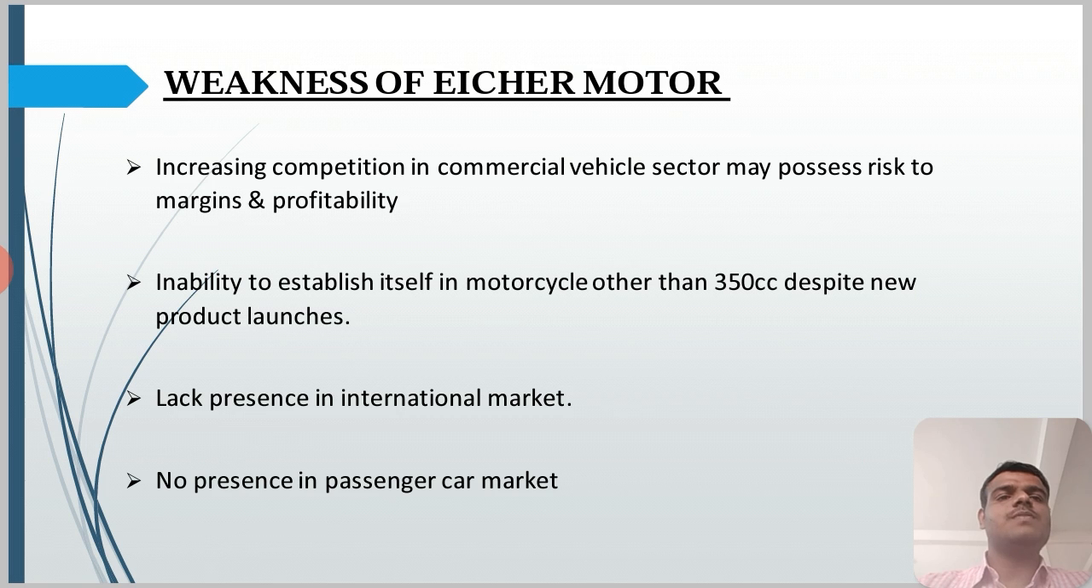Now we will see the weaknesses of Eicher Motor. First one, increasing competition in the commercial vehicle sector may pose risks to margins and profitability. Second one, inability to establish itself in motorcycles other than 350cc despite new product launches. Third one, lack of presence in the international market. Fourth one, no presence in the passenger car market, which is very weak at this point.